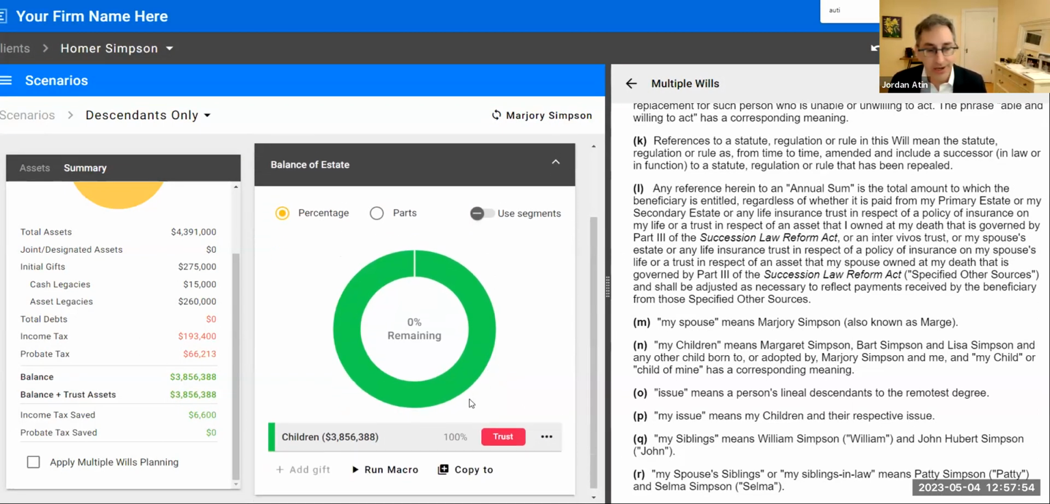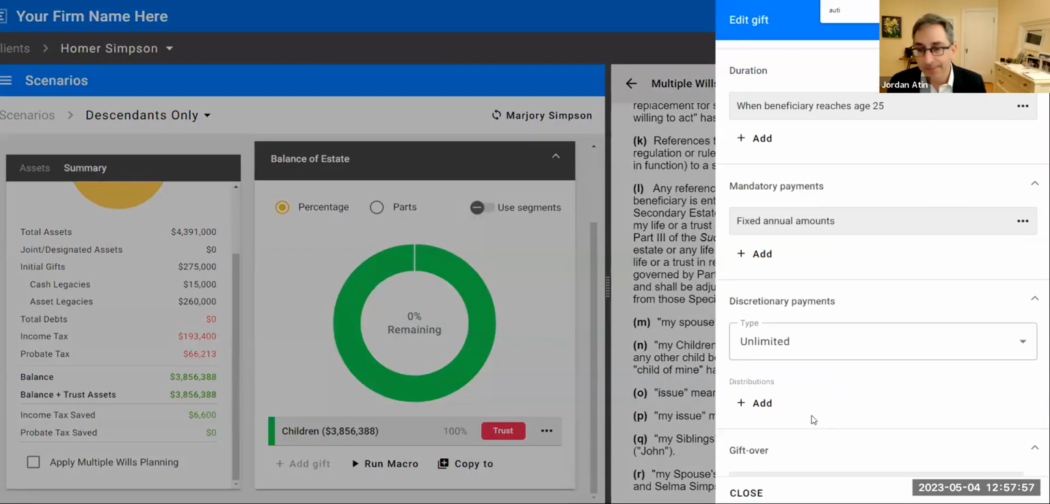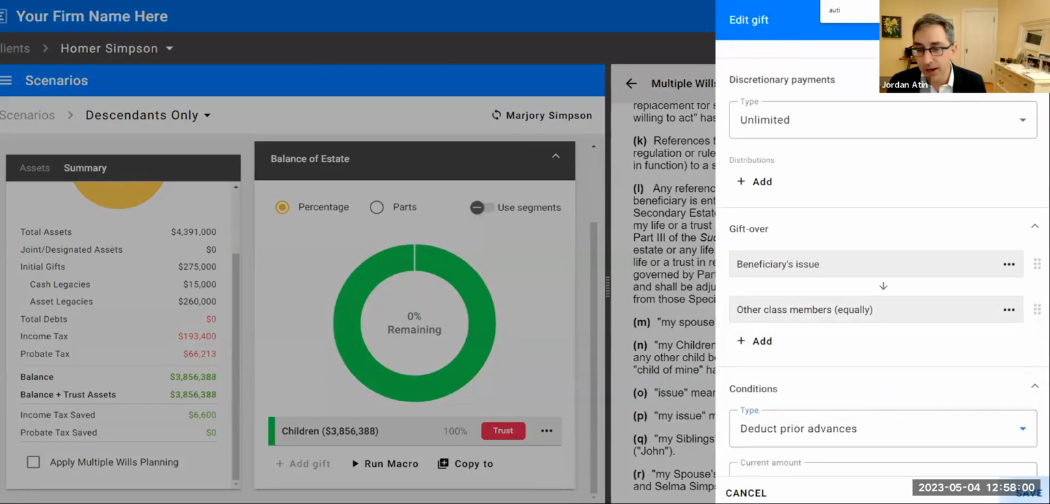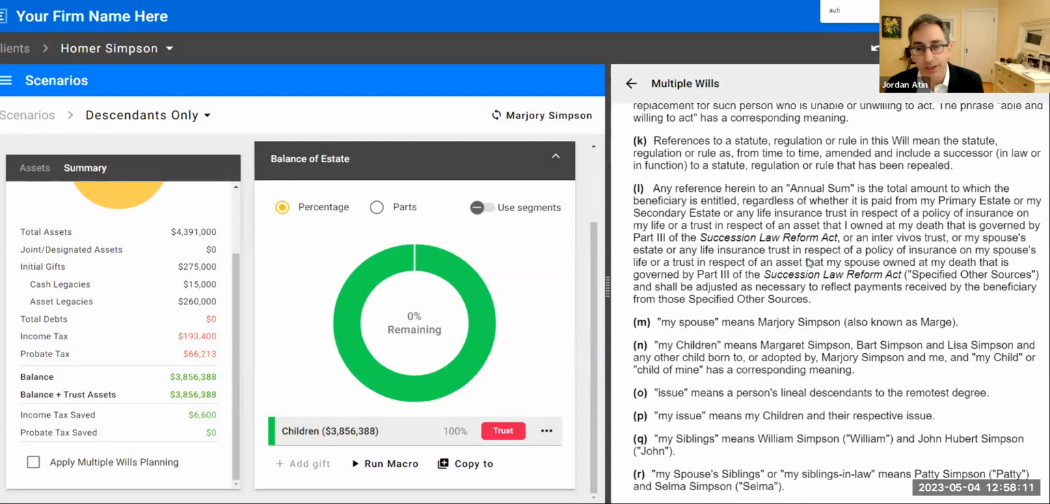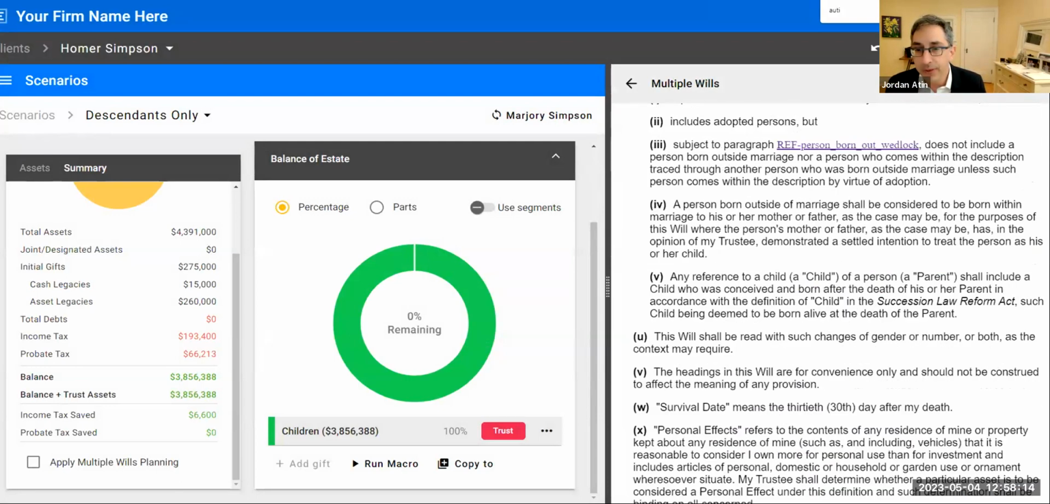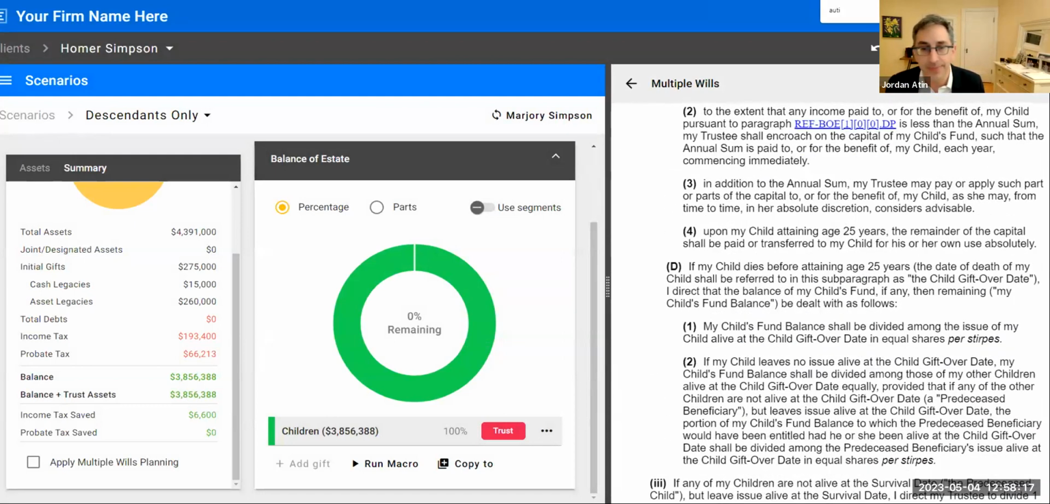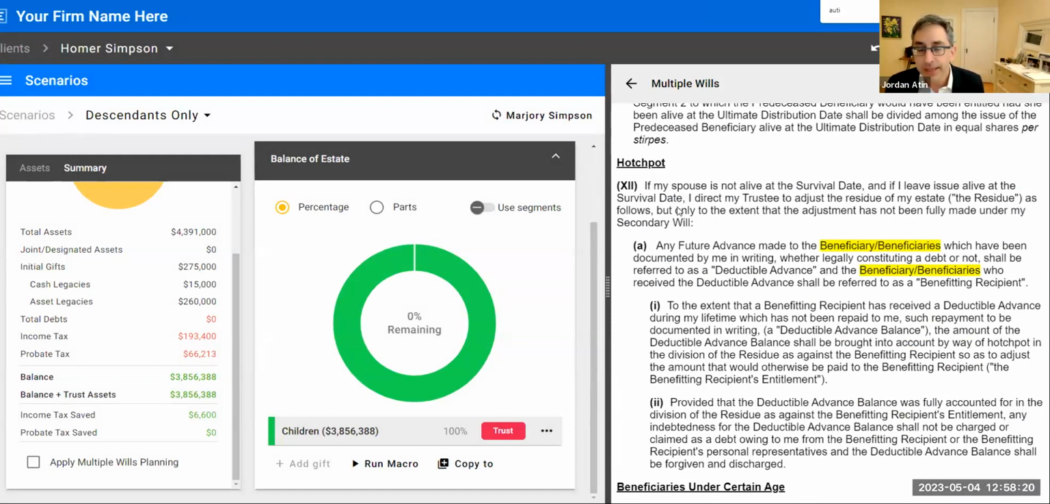Those are issues. If you do a hodgepodge clause, for example, then what's going to happen is it's going to say, to the extent that it wasn't counted against the share in my primary will, I want to count it against my share in the secondary will. Those are all little things that you can easily make mistakes on, for example, "but only to the extent that the adjustment has not been fully made under my secondary will." Those are the situations where you can really get into trouble and that are special to multiple will drafting.